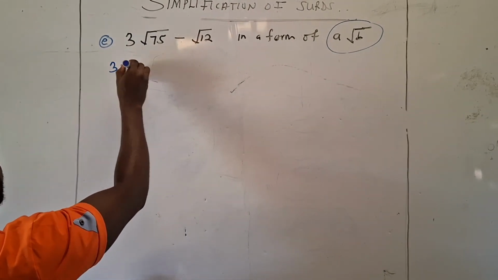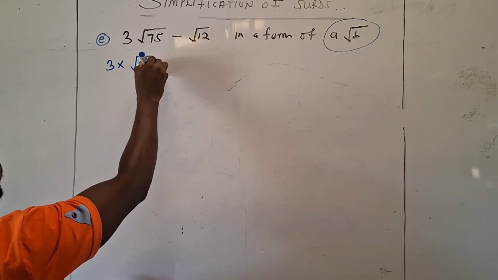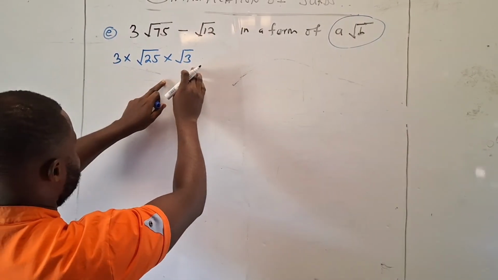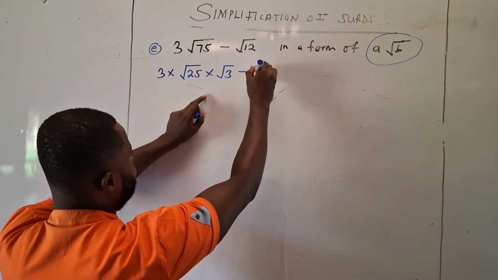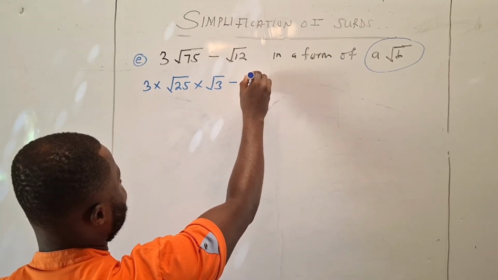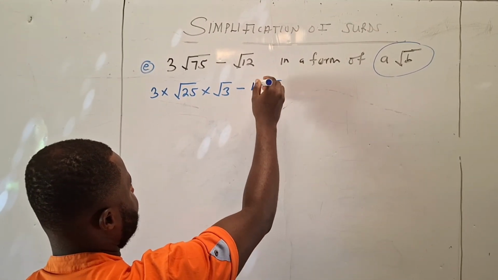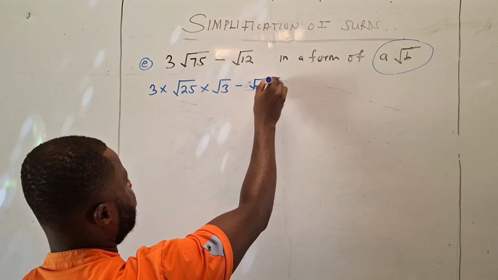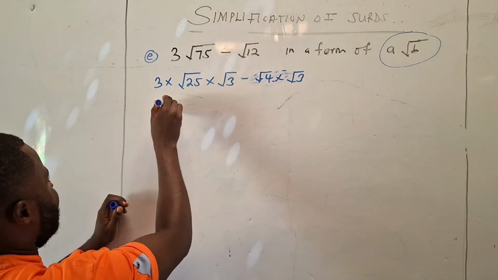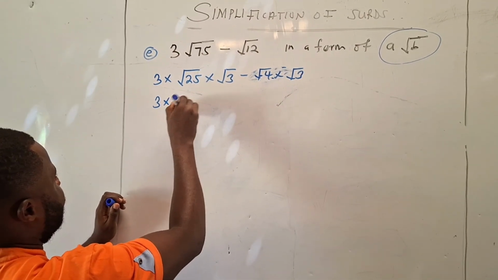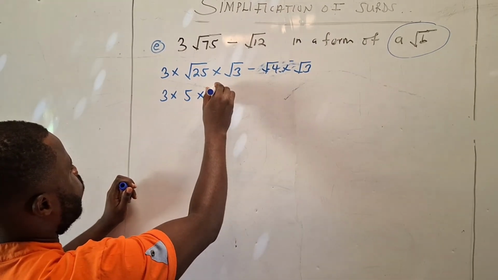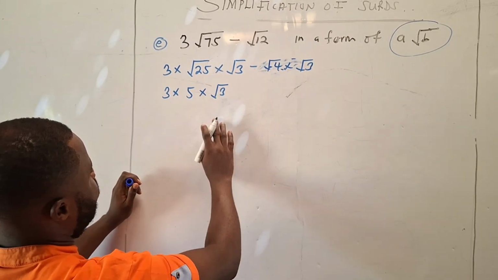Now we will have 3 times root 25 times root 3. Yes, they are multiplying. So 3 times root 75, and root 12 will give us root 4 times root 3. Oh, sorry. So root 4 times root 3. Now this one will give us 3 times the square root of 25, which is 5, because 5 times 5 gives 25, times root 3. For this one, you can write it as 5 root 3.